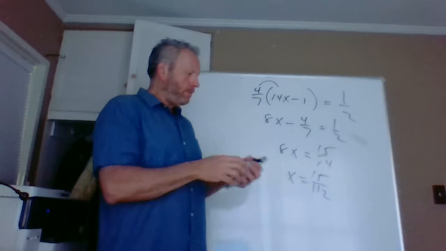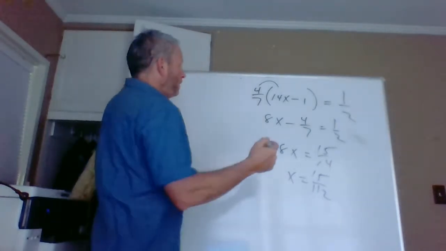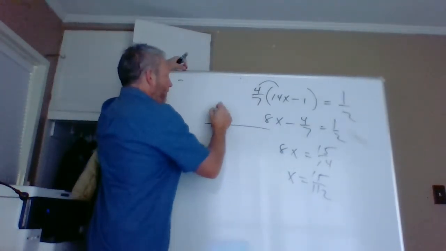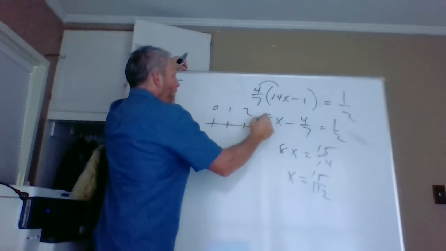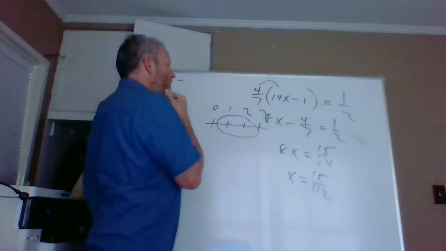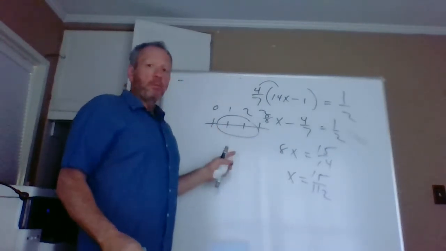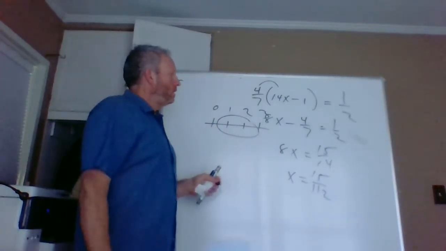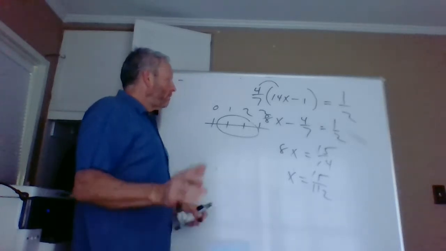But this is typical. As a matter of fact, like I said in one of the earlier videos, if you took a number line, let's say there's 0, 1, 2, 3, and so on and so forth, and let's just circle a region here between 1 and 2. How many whole numbers do you see in the region I circled? 2. How many fractions? An infinite number.